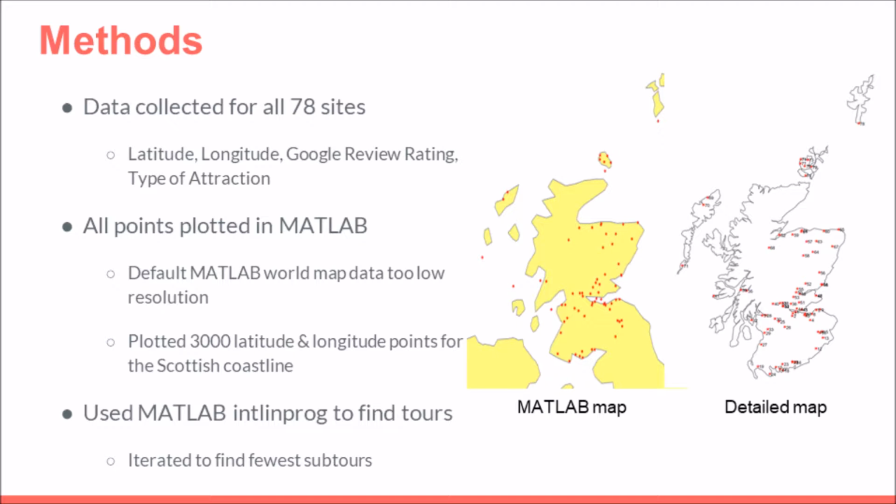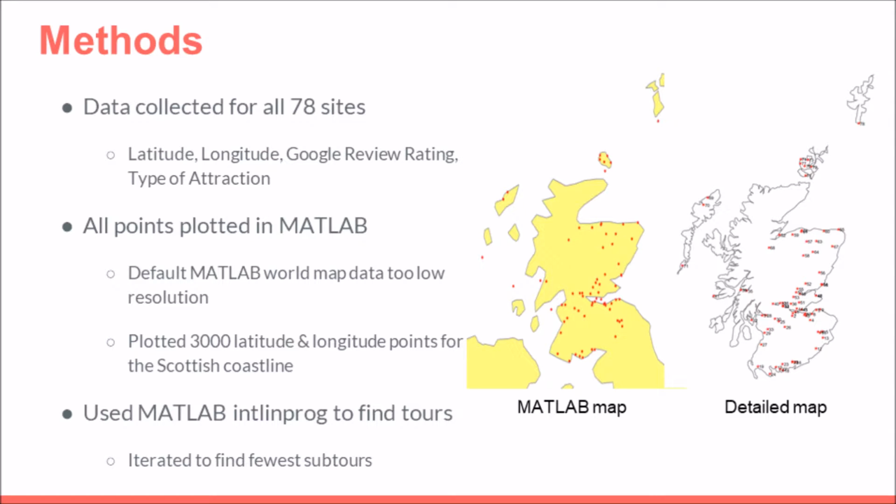I then took the latitude and longitude points and plotted them in MATLAB with the default world map dataset. As you can see from the map on the left, some of the data points appear to be off of the islands of Scotland. This is due to the lower resolution map data that is bundled with MATLAB. This data is fine for a large world map, but a more detailed map was needed for the Scottish coastline.